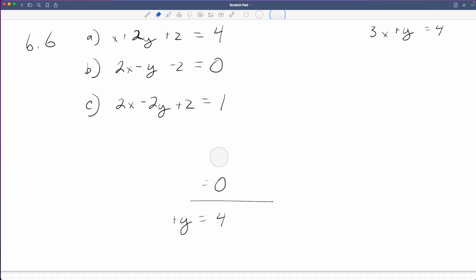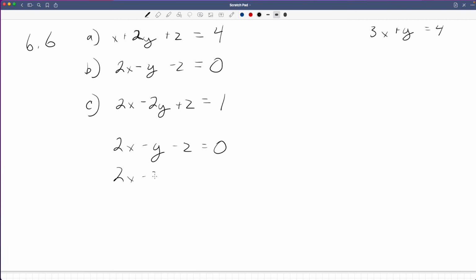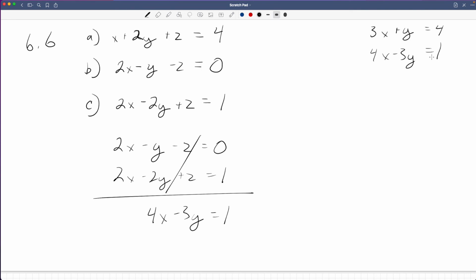All right. So let's see what I can get. Let's look at the bottom 2. I think I can combine those. Z's are eliminated, and I have 4x minus 3y is equal to 1. So now I have that there.